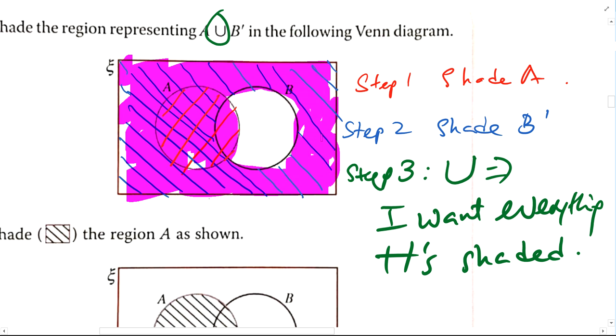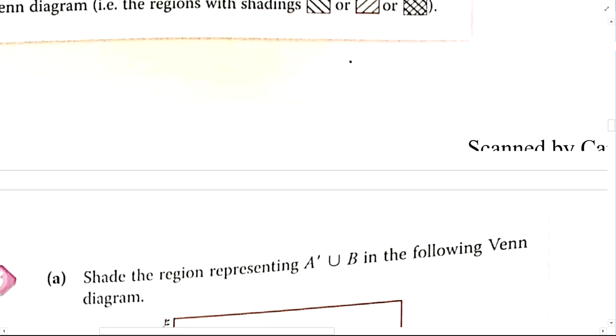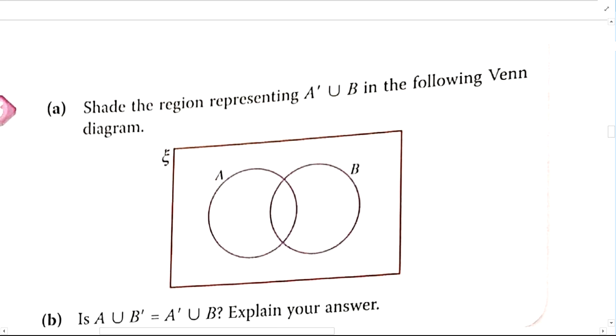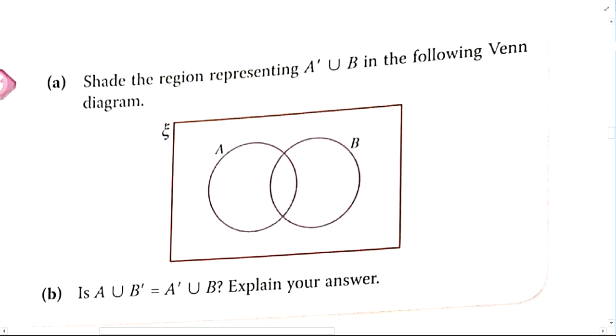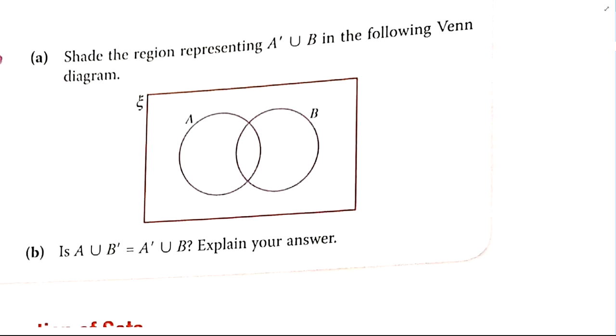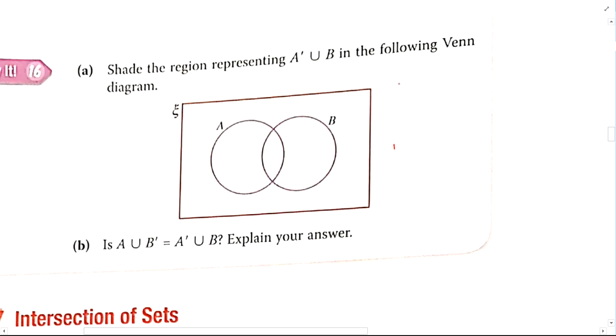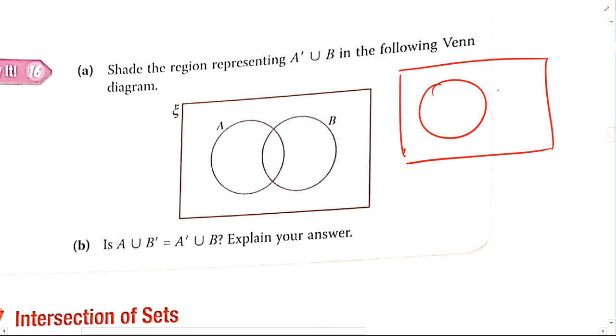Ken? Any questions? Then your turn to try yourself. Shade the region of A complement union B. Okay, I want A complement union B. I will draw as a working A and B. Actually, this one's straightforward enough. Okay, this one I'll shade A complement.